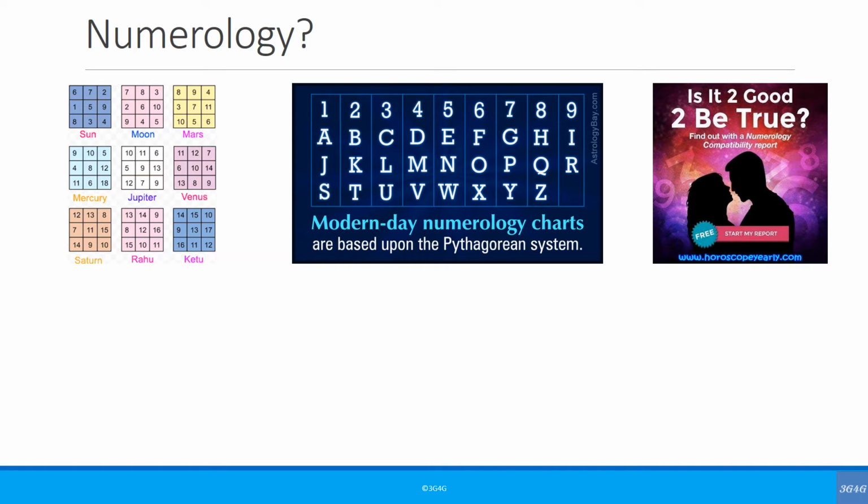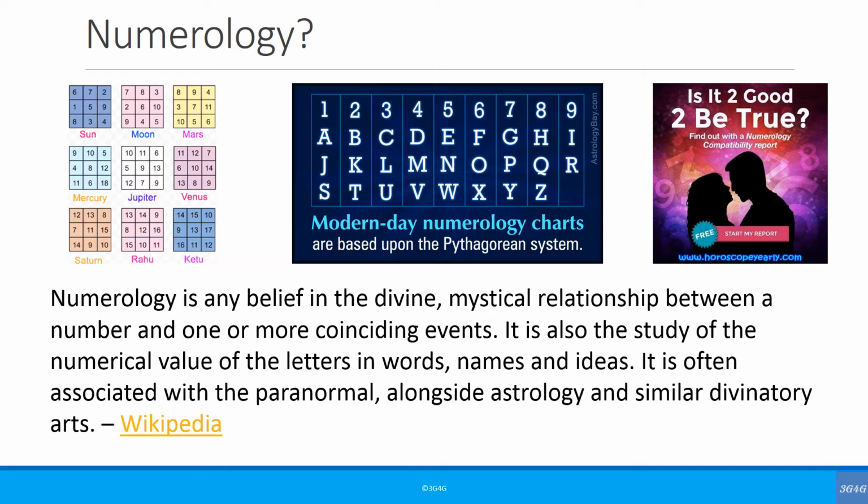Even if you search on Google, the first link is the Wikipedia link, which says numerology is any belief in divine mystical relationship between a number and one or more coinciding events. It is also the study of numerical value of letters in words, names, and ideas. It is often associated with the paranormal alongside astrology and similar divinatory arts. So, numerology is sort of a bit confusing, and that's why I wanted to make a very quick short video on 5G numerology.